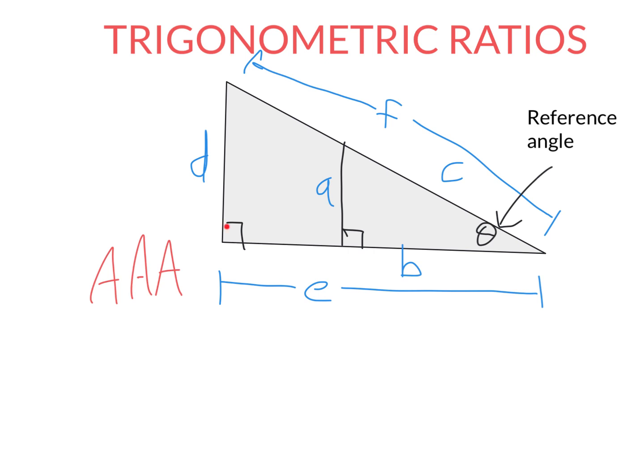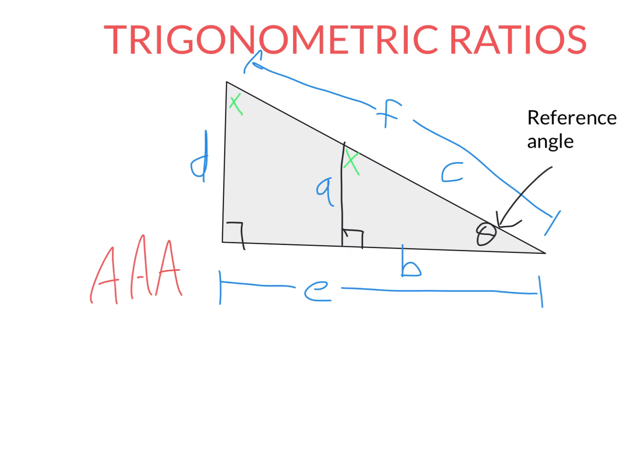So why is that? Well, they've both got a 90-degree angle and they both have this angle here, theta, which is called our reference angle. It is common to both triangles. So the thing is, if you have two triangles and they have two pairs of equal angles, then their third pair of angles must also be equal because the angles inside any triangle add to 180. So these triangles have the same set of angles, and so they're similar by the AAA test.